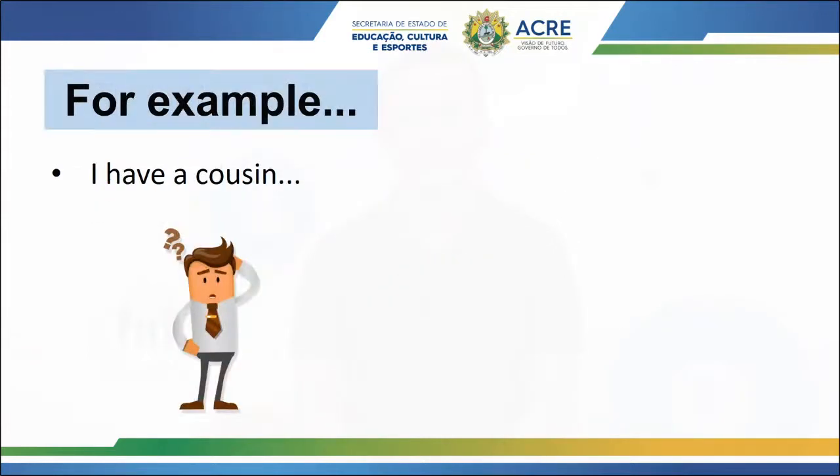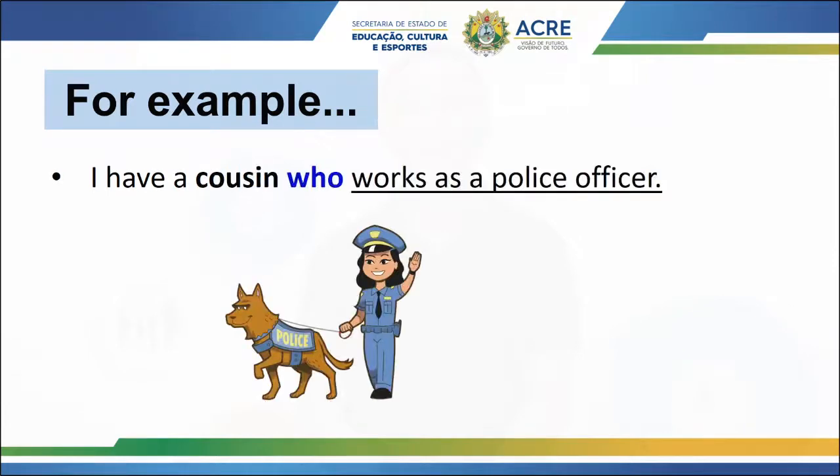For example, let's start with one example. I have a sentence. The sentence says, I have a cousin, right? But we can give more information about that cousin. So let's check it. I have a cousin who works as a police officer, right? So now we have more information about our cousin. Now we know that she works as a police officer, okay? So I gave more information. I used relative clauses to give more information.